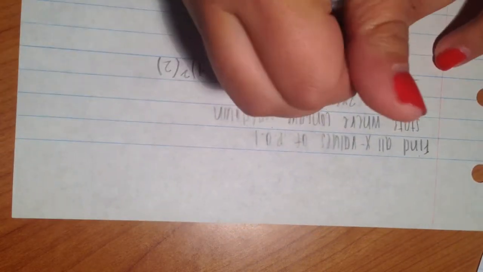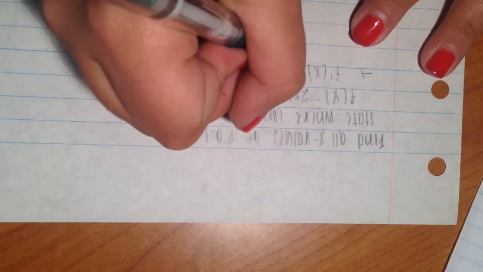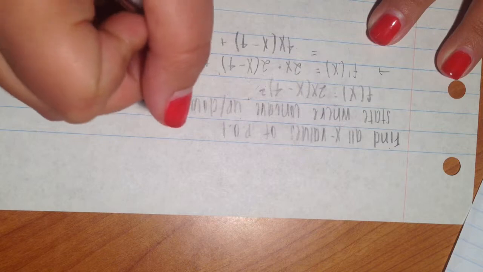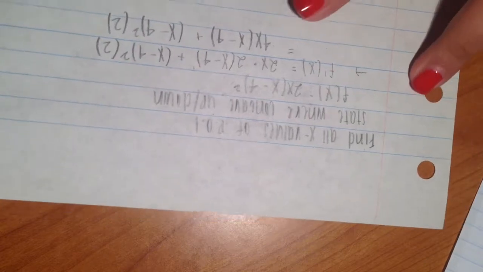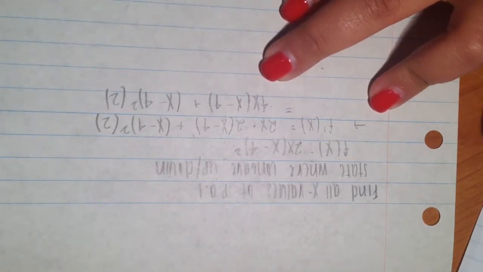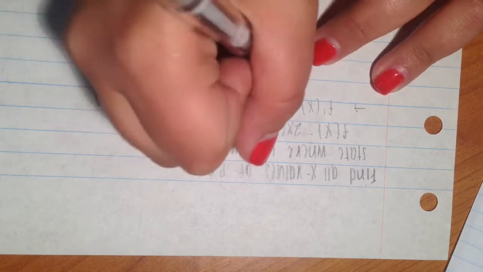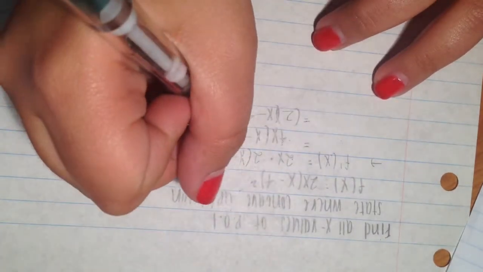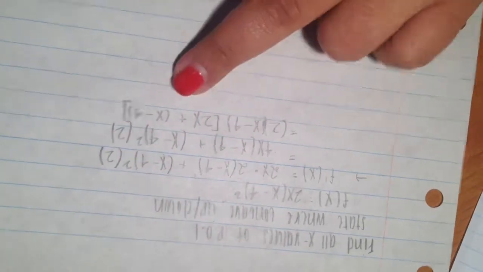So to simplify this a little more, we're going to multiply 2x times 2, and we're going to get 4x times x minus 4 plus the quantity of x minus 4 squared times 2. So what we can do here is take out the common factors, which is a 2 and an x minus 4. So we're going to take out a 2, x minus 4 here, and what we're going to have left is 2x plus x minus 4. So this is what we have left.